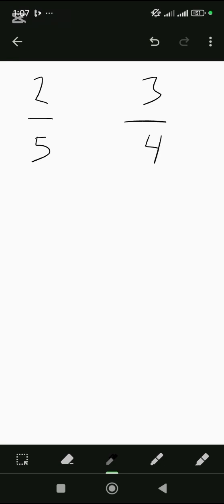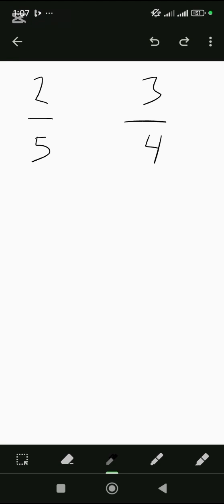Okay, so let's look at how we can compare 2/5 and 3/4. You can see that the denominator here and this one here are different, and so we can use any of these methods. Either we are cross multiplying, which is the cross multiplication method, or we can use the conversion of the fractions to decimal method. Okay, so let's look at how we can use either of the methods.